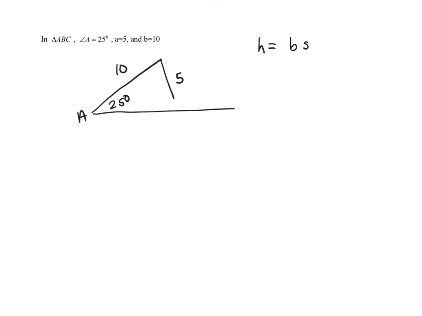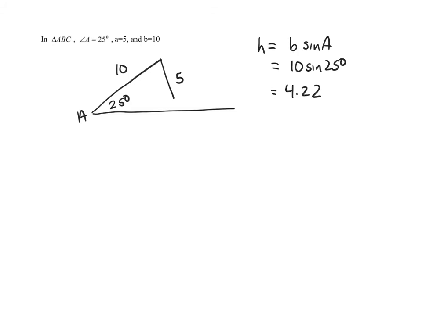Okay, let's go ahead and look at this last problem. We have angle A is 25 degrees. Side B is 10, and side A, which is going to be this side over here, is 5. So the question is, does this make one triangular solution, two, or none? Well, I'll first start by finding H. H is going to be B sine A. So in this case, it's going to be 10 sine 25. Now 10 sine 25 is simply 4.22.